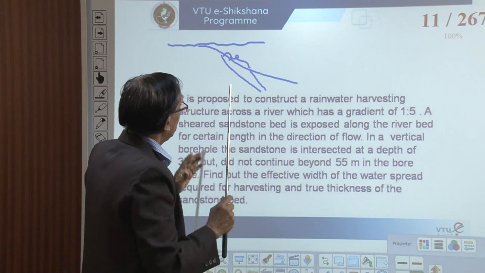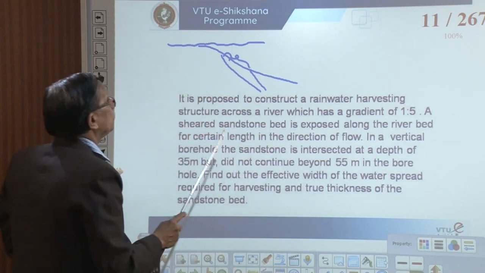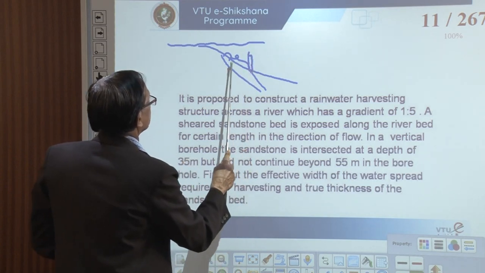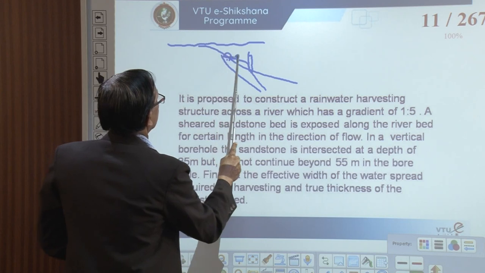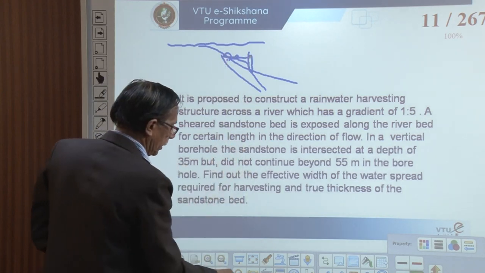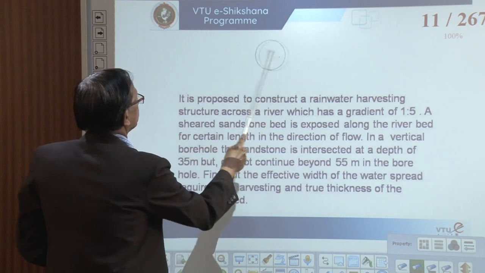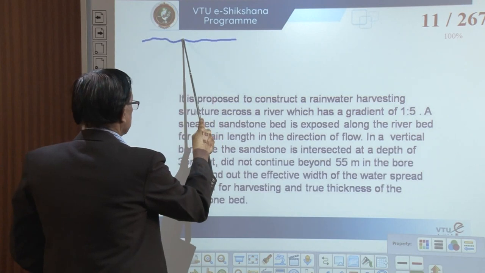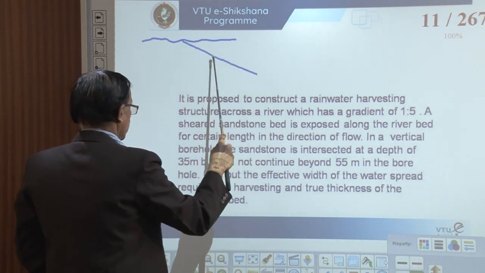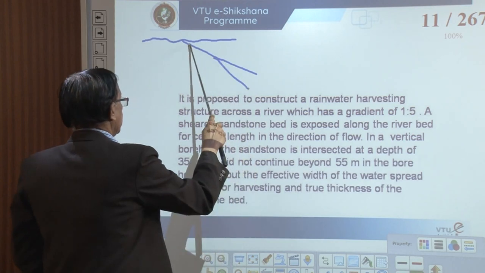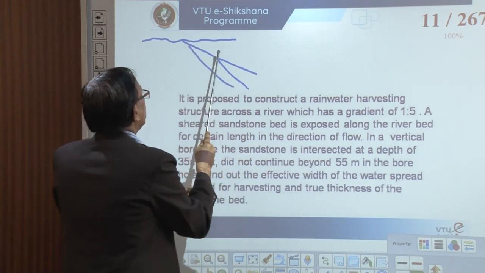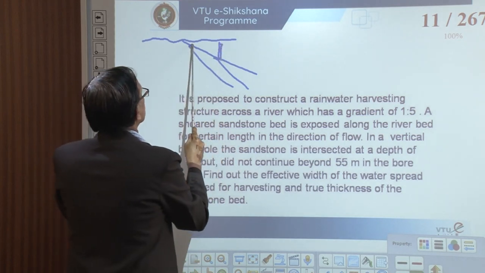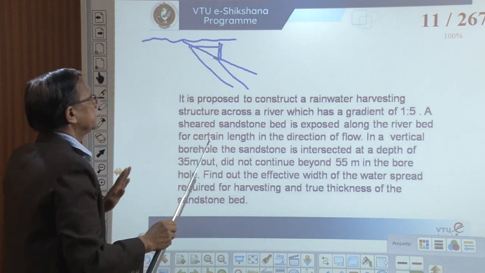We don't know. I have to construct a rainwater harvesting structure. Where do I construct? Ideally, I construct my rainwater harvesting structure like this, till the sandstone bed is completely covered. I had better draw a picture. If this is the ground, this is the gradient of the nala. If this is the inclination of the rock, if I construct a rainwater harvesting structure, a bund like this, and spread the water like this, that is good enough.